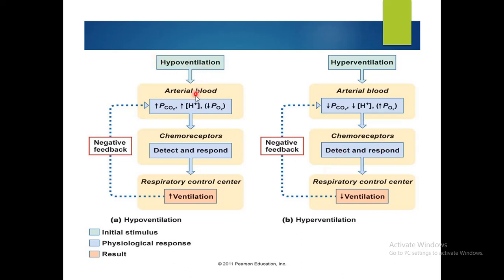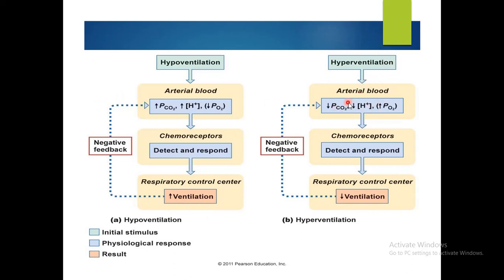In case of hypoventilation, in arterial blood there will be retention of more carbon dioxide, hence PCO2 will increase, and since carbon dioxide is acidic, hydrogen ion concentration will also increase, or in other words pH will fall, and oxygen concentration will fall. The chemoreceptors will detect and respond, and the respiratory control center will then work to bring the ventilation to normal, and hyperventilation will occur as a negative feedback.